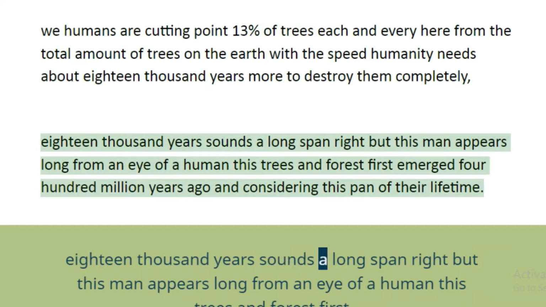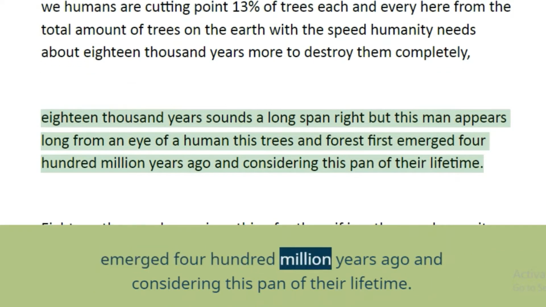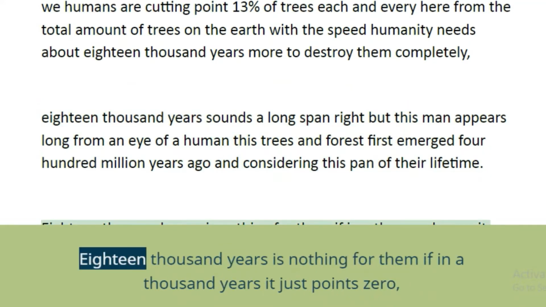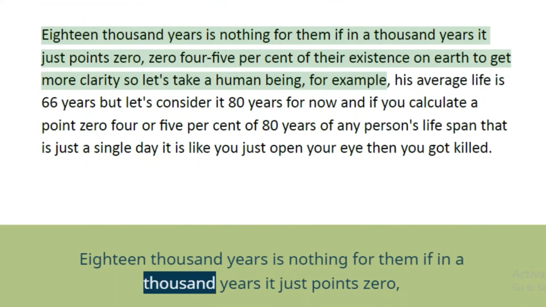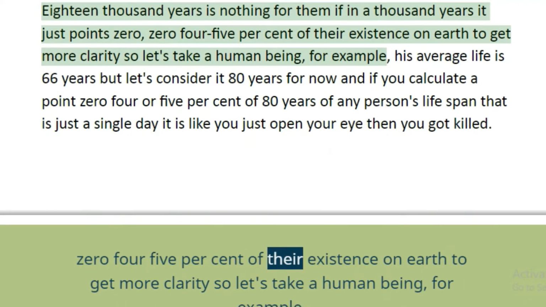18,000 years sounds a long span, right, but this only appears long from the eye of a human. Trees and forests first emerged 400 million years ago, and considering this span of their lifetime, 18,000 years is nothing for them. In 18,000 years, it is just 0.0045% of their existence on Earth.